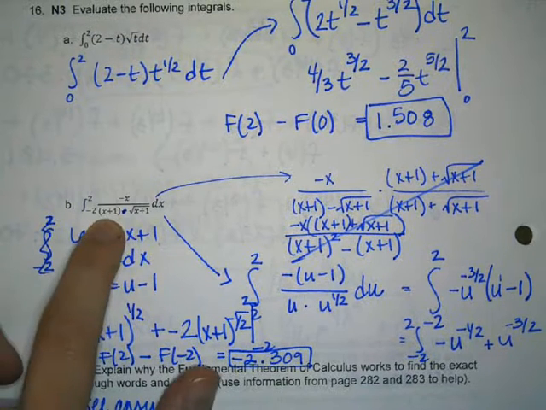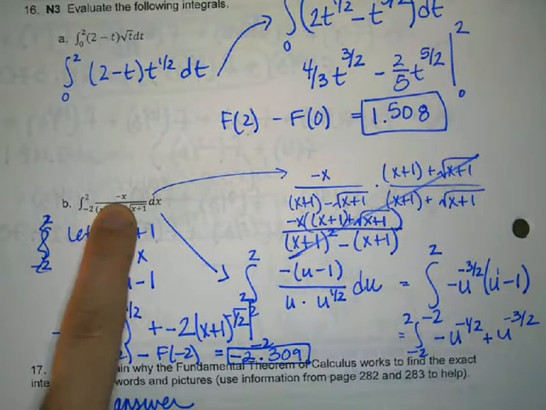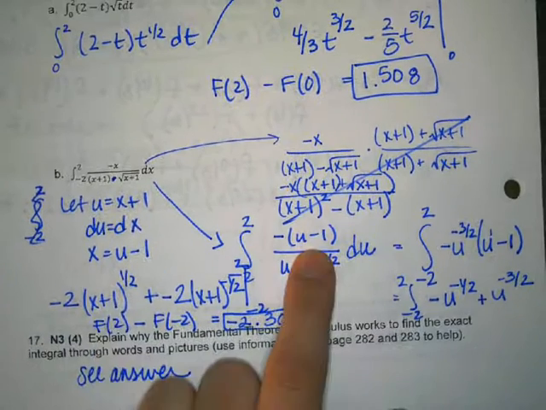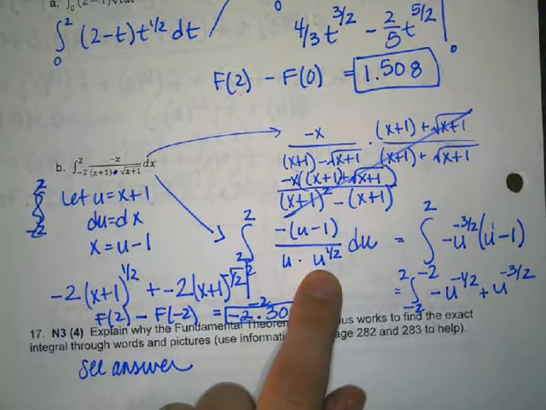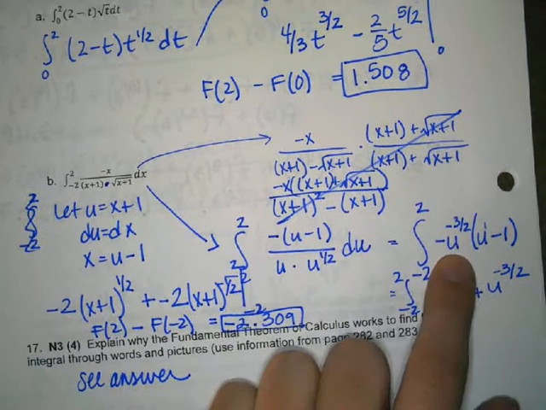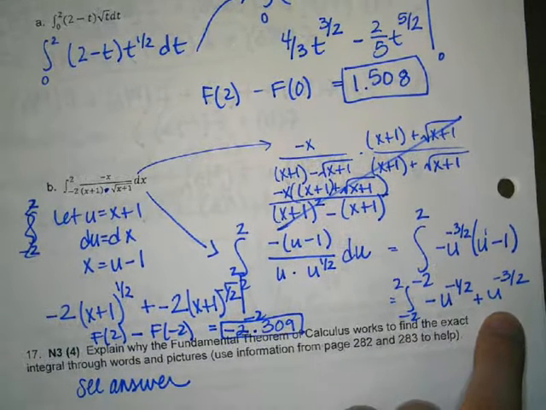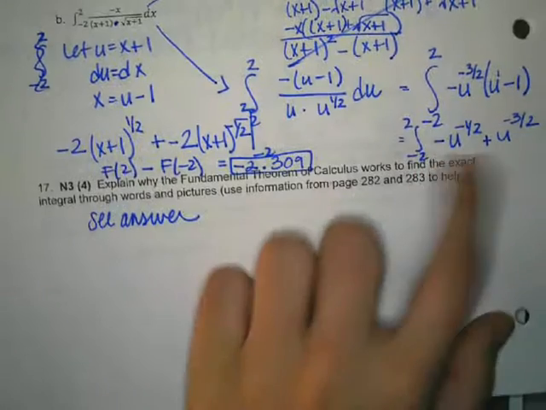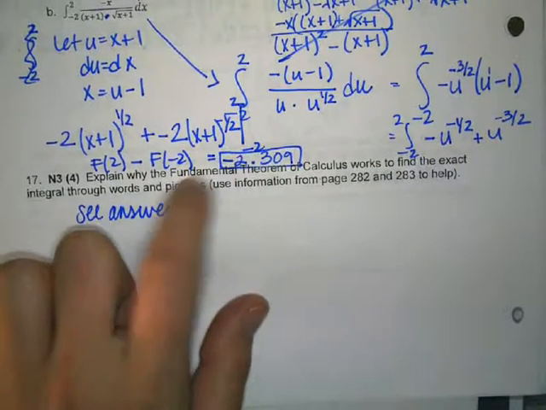Here, we're going to let u equal x plus 1, so du will equal dx, and then because I have that negative x on top, I have to rewrite for x. And then I come over here, so I replace x with u minus 1, and then u on both those parts in the bottom. And then I add those together, so I get u to the 3/2, bring it up to the top, and then I distribute it through. Okay, so that's all simplification. And then I integrated this to get this, and then evaluated from -2 to 2, and I got -2.309.